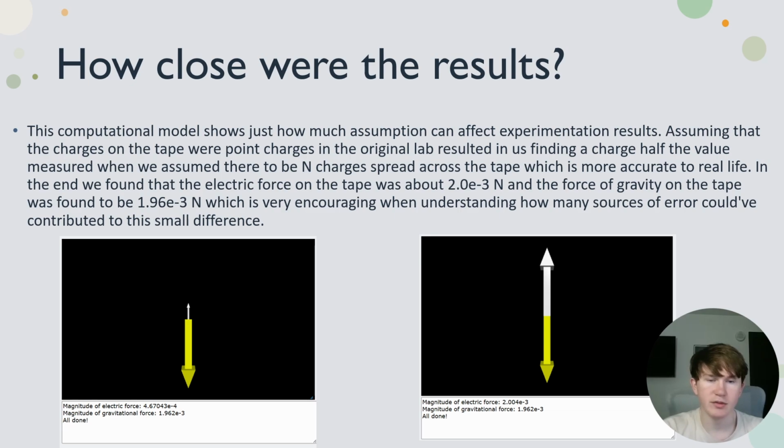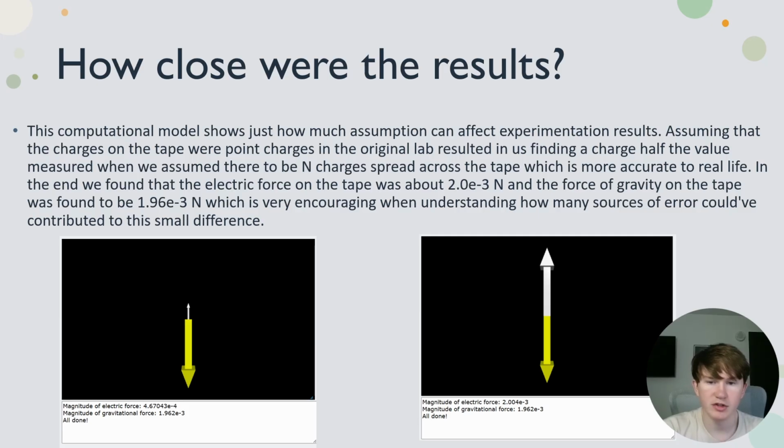So how close were the results? Well, the computational model shows just how much assumption can affect experimentation results. Assuming that the charges on the piece of tape were point charges in the original lab resulted in us finding a charge that was half the value measured when we assumed that there were n charges spread across the tape, which is more accurate to real life. In the end, we found that the electric force on the tape was about 2.0 times 10 to the negative third newtons, and the force of gravity was about 1.96 times 10 to the negative third newtons.